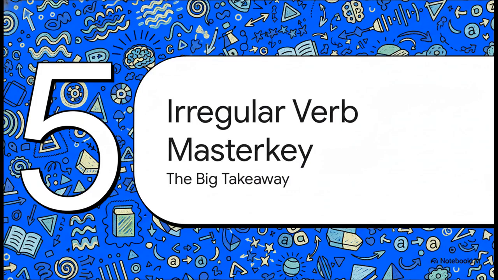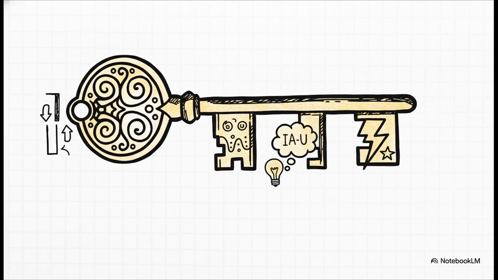So what's the big takeaway from all of this? It's simple, really. You do not need to sit down and memorize a list of 50 verbs one by one. The real key, the master key, is to just recognize the patterns that we've been talking about. This is it. This is your master key. Just remember the groups. You've got the super easy no-change verbs. You've got the I-A-U vowel swap pattern. You've got the GHT sound family. And finally, those essential unique verbs like be, go, and do. Thinking in these patterns instead of just lists is by far the most effective way to master all of this.